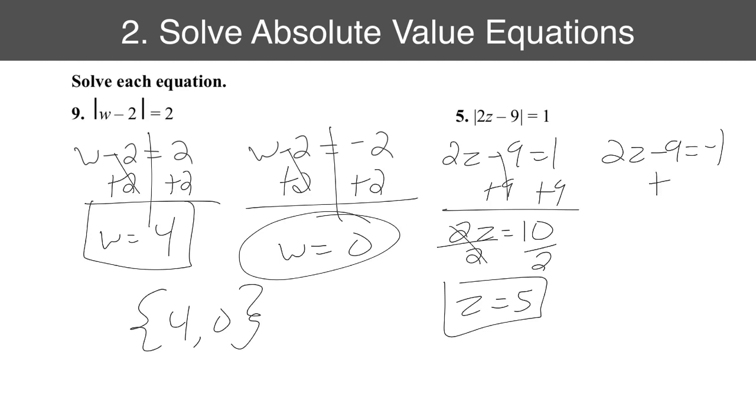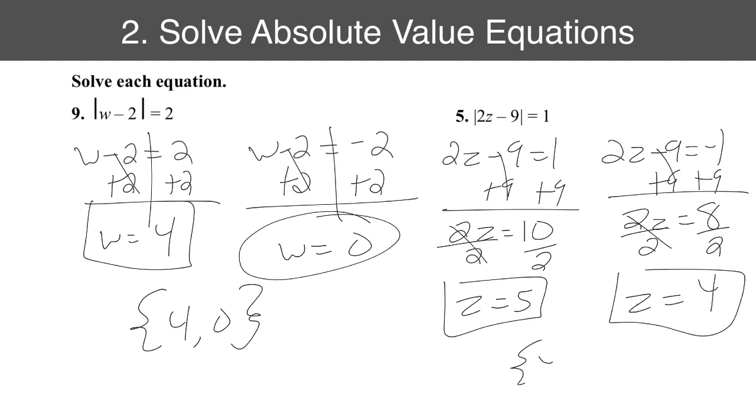On the second one, you're going to add 9 over, but because it's a negative 1 this time, it's going to be 8, and then you're going to divide by 2, and you get z equals 4. So your answers are 4 and 5. So there's your two answers for those. So that's how you solve absolute value equations.